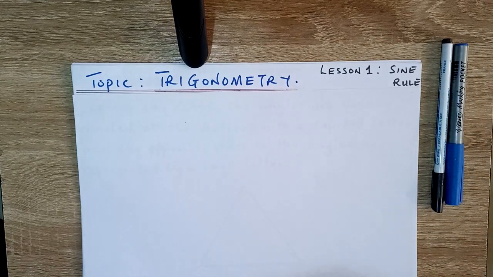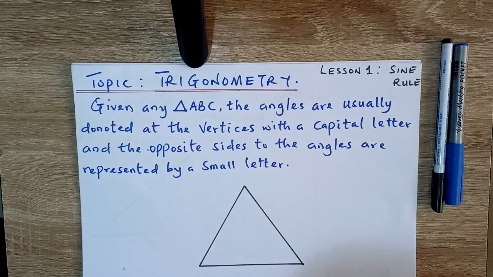Now, suppose we have other triangles which are not right-angled triangles. If we need to calculate the length or even the angles in the triangle, then we need to employ other rules such as the sine rule and the cosine rule. Alright, let's start with the sine rule.